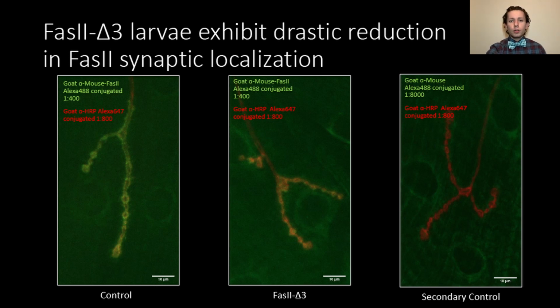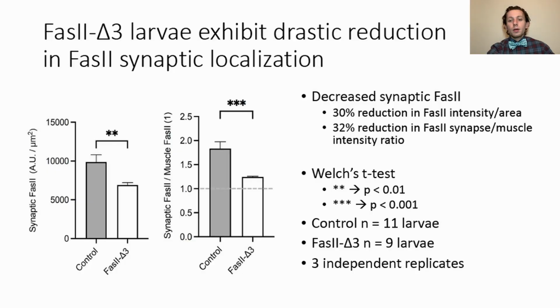The secondary control on the right was performed to ensure that the fluorescent secondary antibody we were using would not have non-specific staining that could interfere with the results. Fas2 delta 3 larvae had a drastic reduction in Fas2 synaptic localization and exhibited significantly decreased synaptic levels of Fas2, including a 30% reduction in Fas2 intensity per area and a 32% reduction in Fas2 synapse over muscle intensity ratio compared to the control larva.